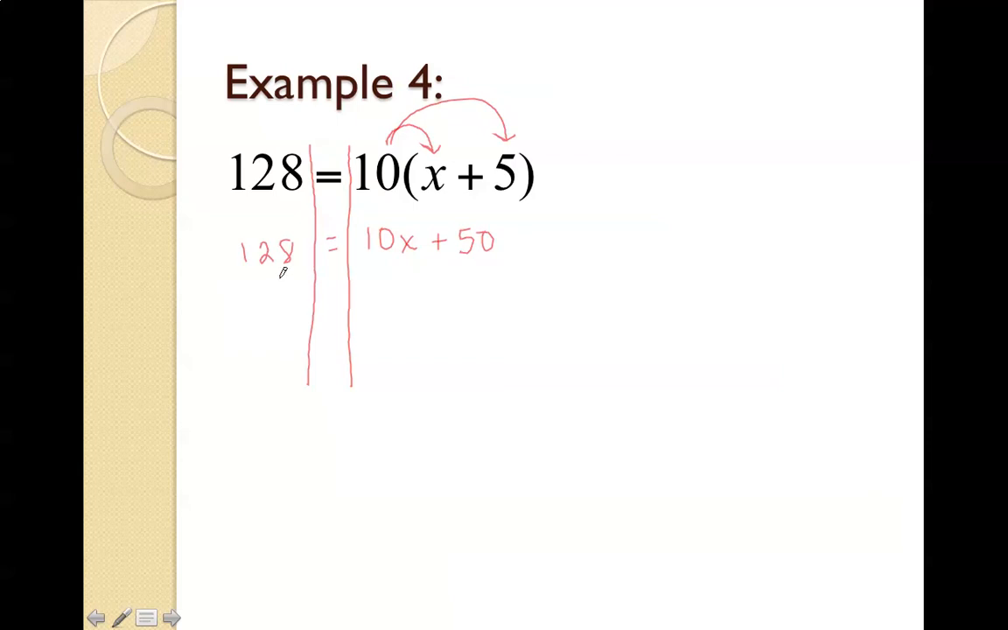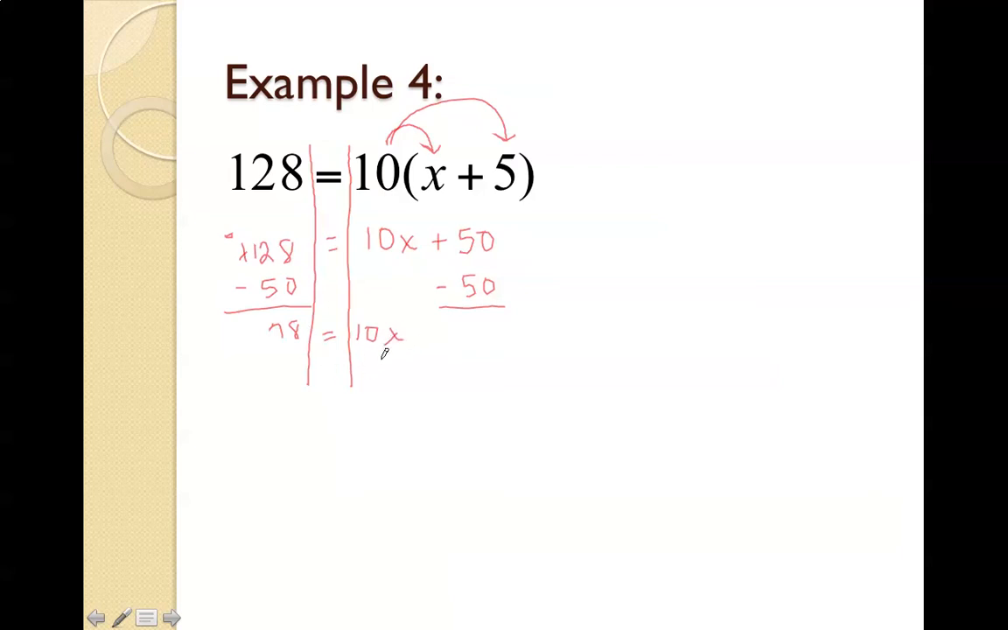Now, this is not a special case, so I know I'm going to get rid of addition and subtraction first. In this case, we are adding, so I want to do the inverse of adding, which is subtracting. So I'm going to subtract 50 from both sides. I have 128 minus 50. 8 minus 0 is 8. Borrow from the 1, that gives me 12 over here, so that gives me 7. So 78 equals 10x.